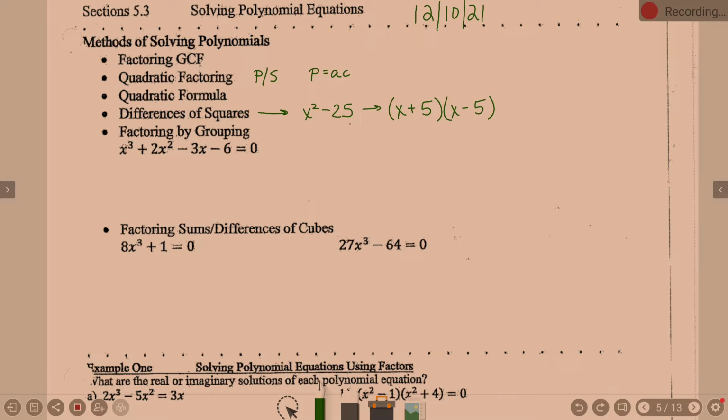It has to be written as 2 separate parentheses, but the square root of x squared is x. You put that in the front of each parenthesis. The square root of 25 is 5. You put that at the end of each parenthesis, and if it multiplies to be negative, you need a plus and a minus. You guys had to do that in the last test, right? Yeah. Okay, so that's old news, just reviewing it. Factoring by grouping.